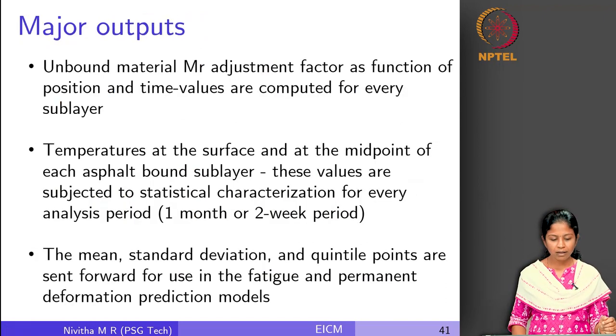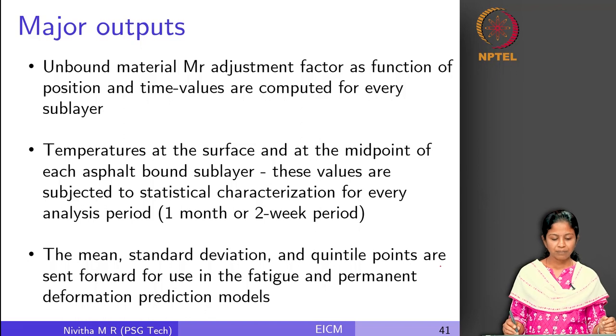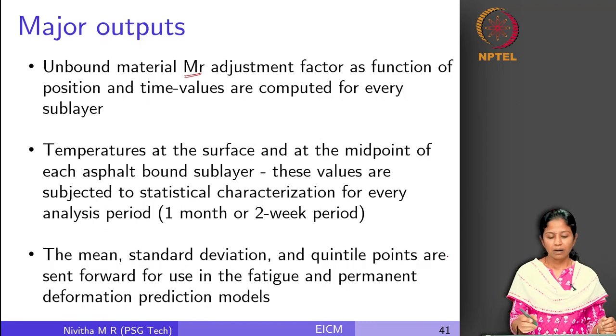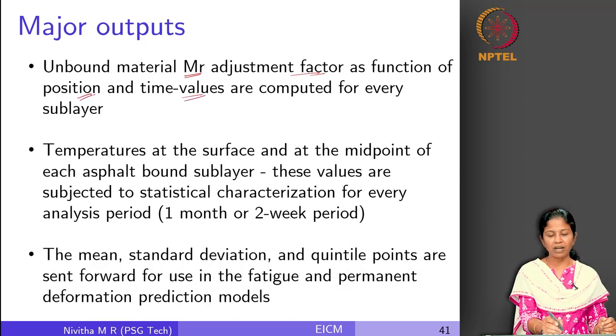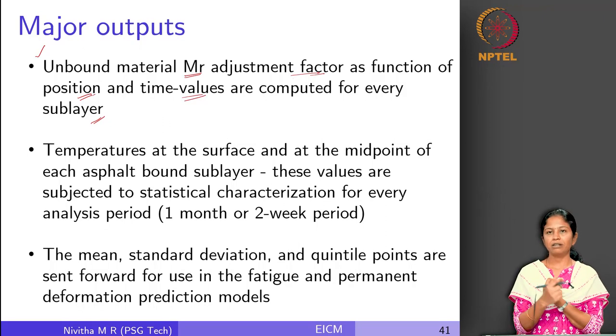So, these are some of the inputs which are used in the EICM model, and we will see what the major outputs are. First, the unbound resilient modulus, which is adjusted for the climatic condition. So, the unbound MR adjustment factor, right? The adjustment factor that we have to use as a function of position, the location in the pavement system, and the time value for every instant of time is computed for every sublayer, okay? So, this is the first major output. We have the resilient modulus, which is computed for each depth in terms of sublayer, the time variation, different times, and as a function of position in the pavement.